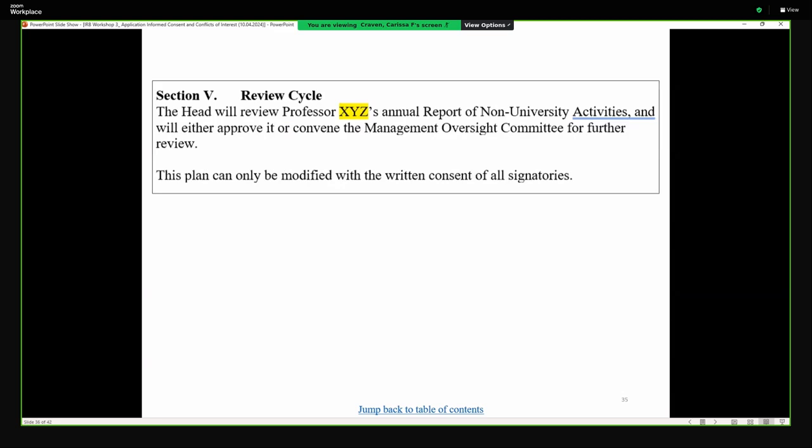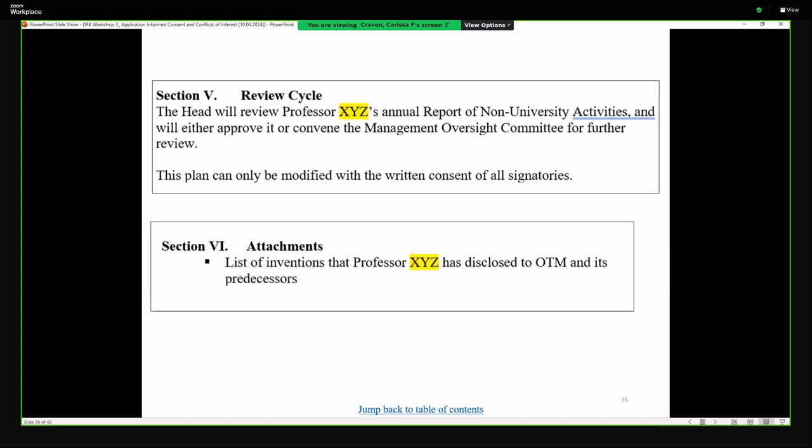There is a review cycle, so it should be monitored every once in a while. And that is more than just one person who needs to kind of oversee it, having multiple perspectives in place. And then any sort of attachments should be included.